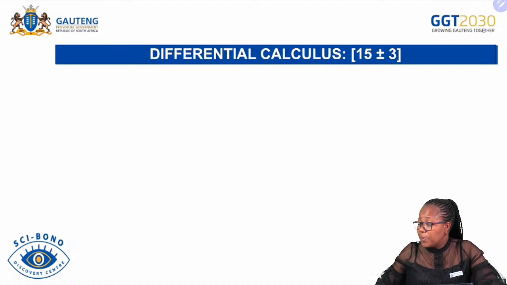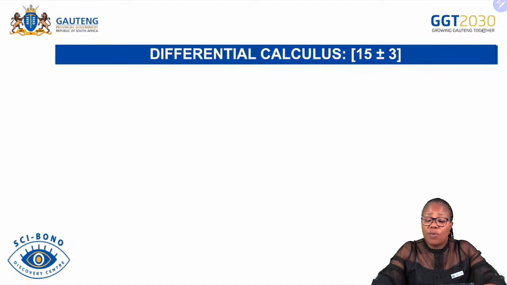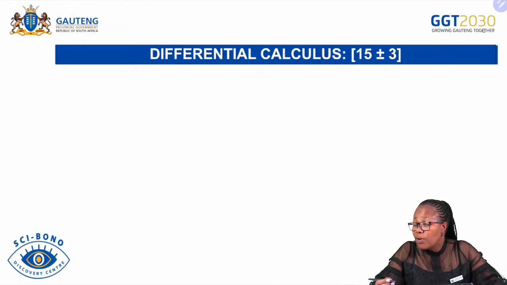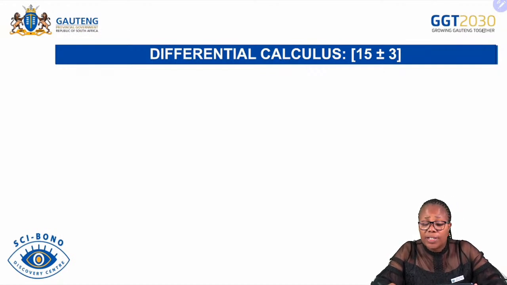Now this brings us to the end of functions in Grade 12. I hope everything was clear in terms of the functions. Moving forward to the next topic on Paper 1, we are looking at differential calculus. This is worth 15 plus or minus marks on your Paper 1.